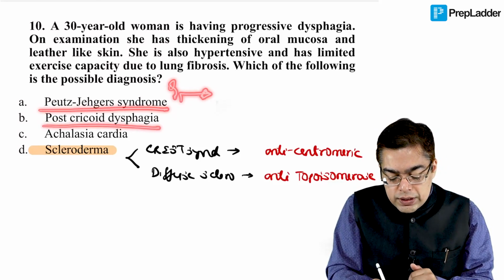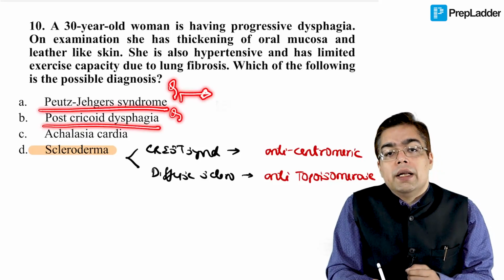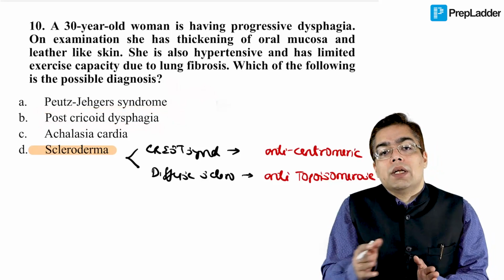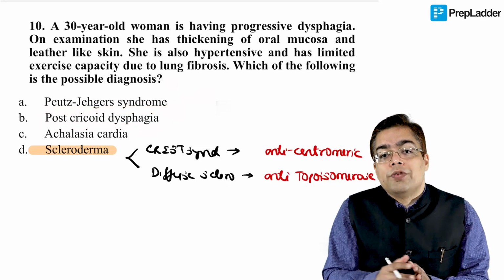Post-cricoid dysphagia is going to be seen because of the presence of a luminal obstruction caused by a mucosal protrusion, something that you might as well associate with the condition of esophageal web.